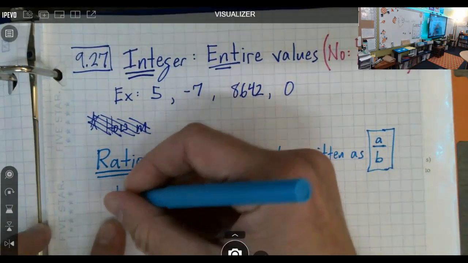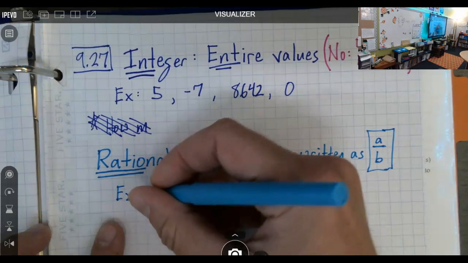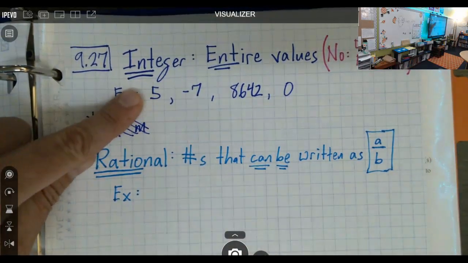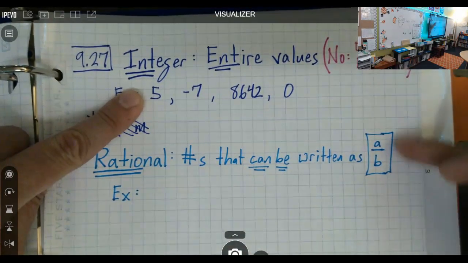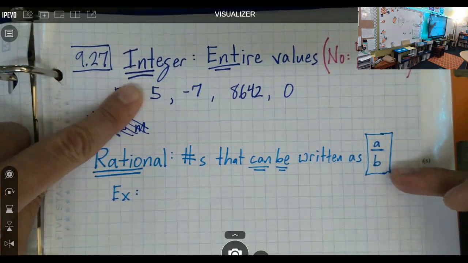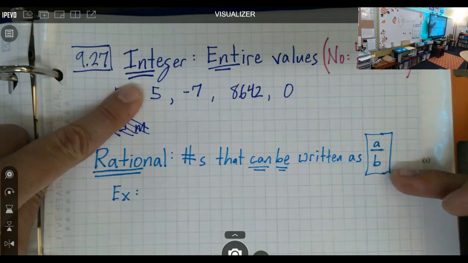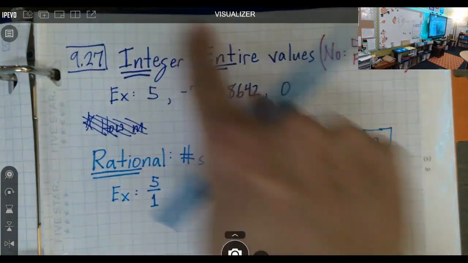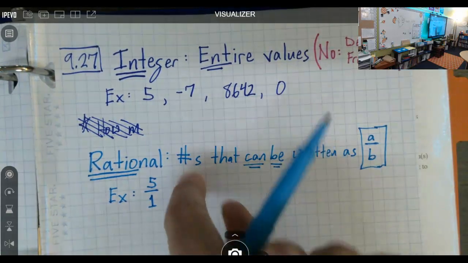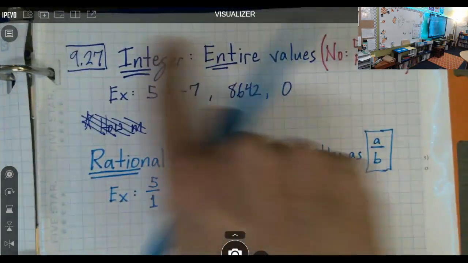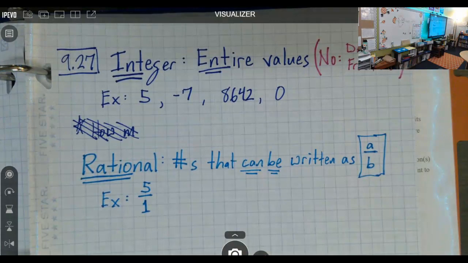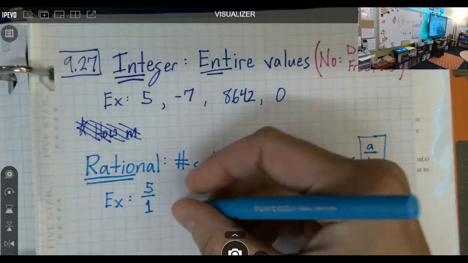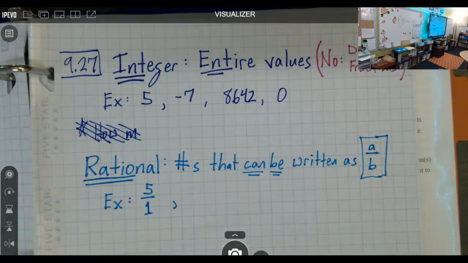So examples of rationals. Now, could 5 be written as a fraction? Yes, I could write 5 over 1. So if it's an integer, it counts as a rational, right? All integers are rationals. But give me a rational that's not an integer. Somebody give me an example of a rational that's not an integer.